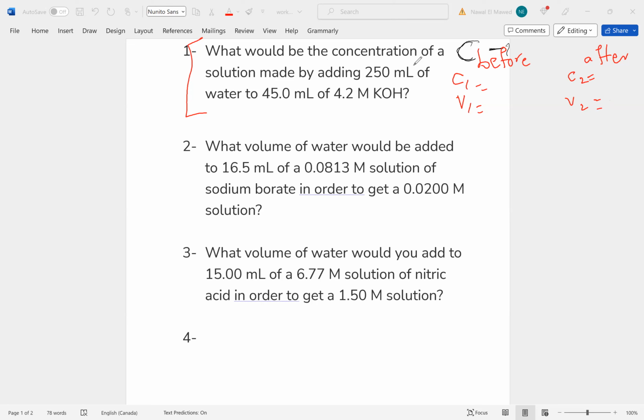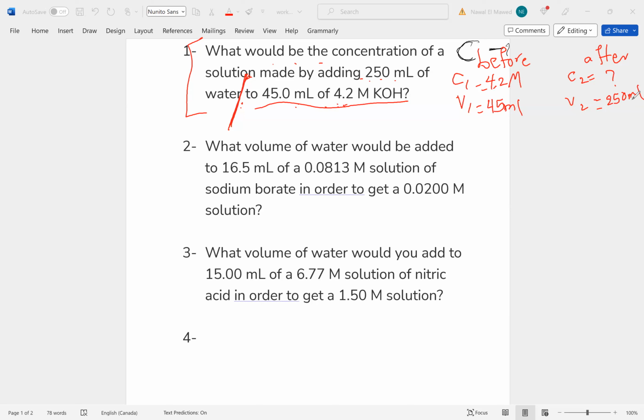What would be the concentration of a solution made by adding 250 milliliter of water to this solution? So already I have potassium hydroxide. How much potassium hydroxide do I have? I have 45 milliliter, and I have 4.2 molarity. The molarity is high. And he asked me what would be the concentration if I add 250 milliliter.